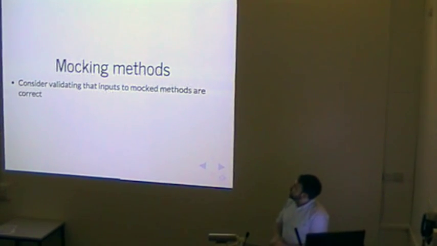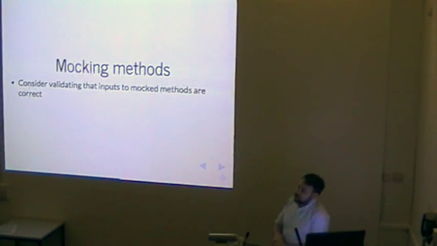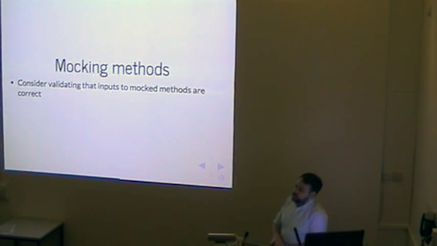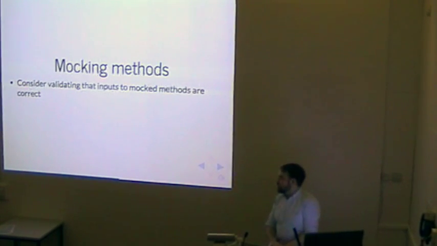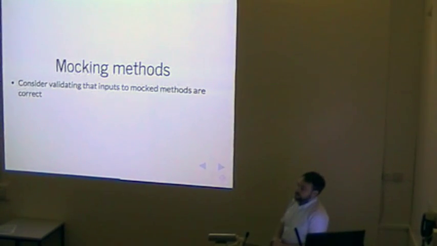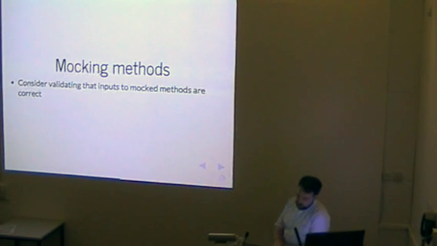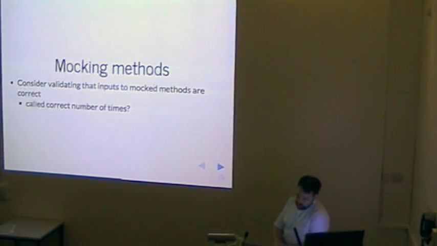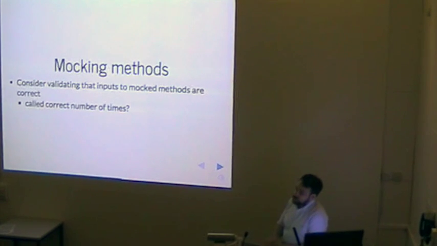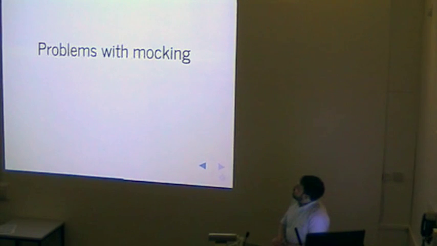One thing a lot of people don't do when mocking is to actually validate that what they're putting into the mock method is correct. And this goes to objects too as well. When you see people using a mock method or object and it's just returning back something, but they're not actually checking that they've called it with the right arguments or the right information, and also called the correct number of times. That's what you want to do. Okay, so the quick run through mocking there.